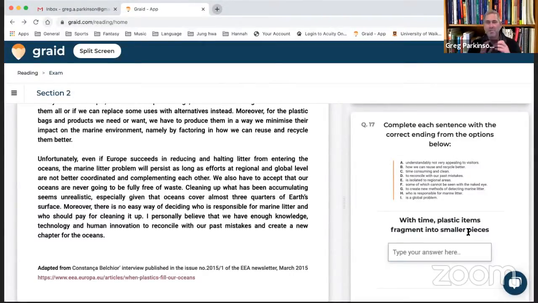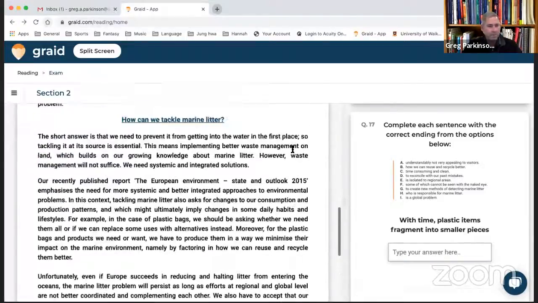There's no way that you, well, unless you have a photographic memory, it's very difficult to hold all the information from A through to E in mind when you're scanning. Just scan for some keywords from the first part of the sentence. Now, I would be looking for fragment. We know it's going to be plastic fragments. There aren't too many synonyms for fragment, maybe parts or small parts. But let's see if we can find something about fragments.